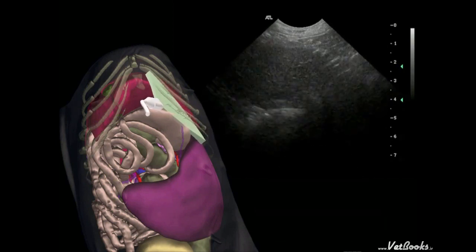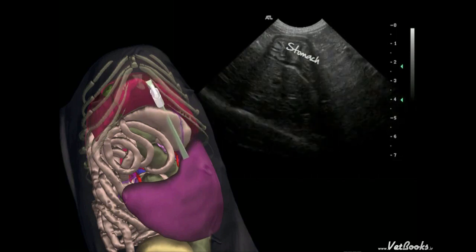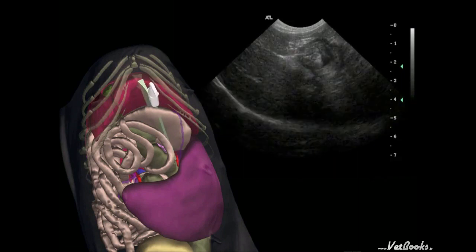It is also important to know the position of the stomach. It can be deviated caudally by an enlarged liver, as with the kidneys and spleen.